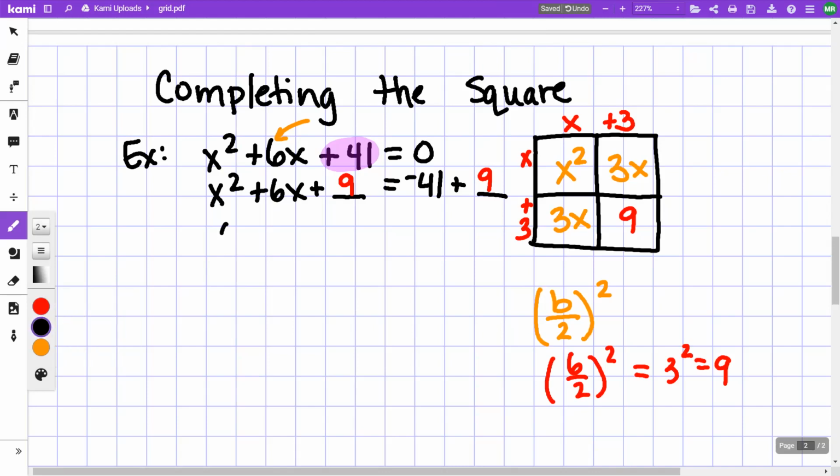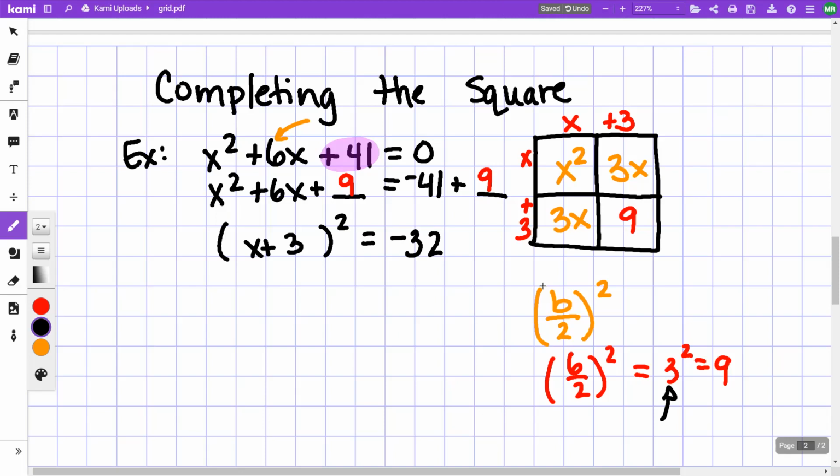So now what I'm going to do is write it literally as a square. So you'll see in the actual rectangle, the generic rectangle, that you have an x plus 3, x plus 3. So this is going to be an x plus 3 squared. If I was doing it using this b over 2, it's whatever half of your b is. Okay, half of our 6 is 3. On the other side, I'm going to get a negative 32.